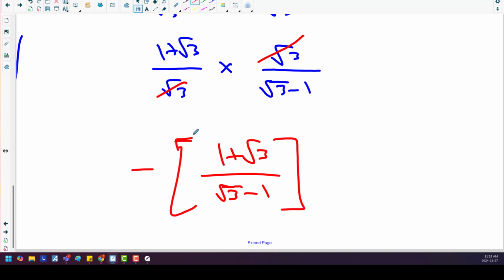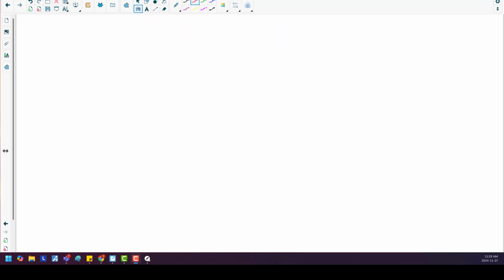Negative sign. And then you can multiply it in if you want to, or you can just leave it like this. But this is the final answer. This is it. Okay. We are now going to do another example.